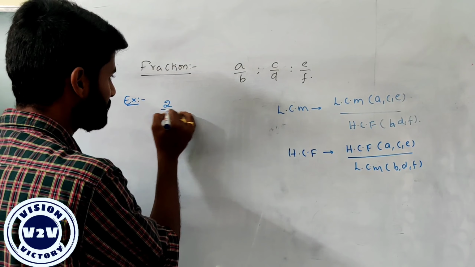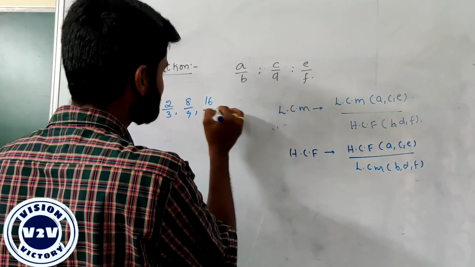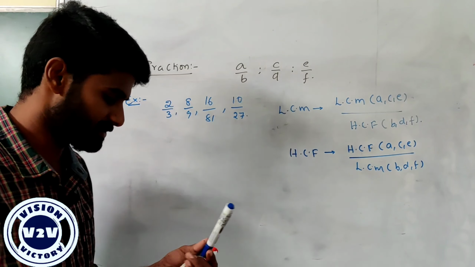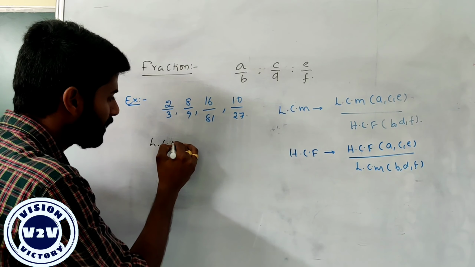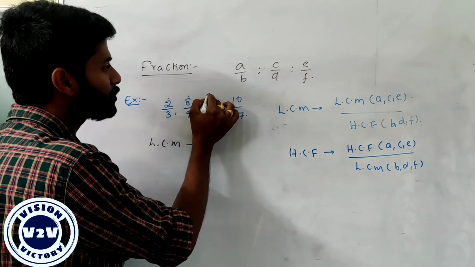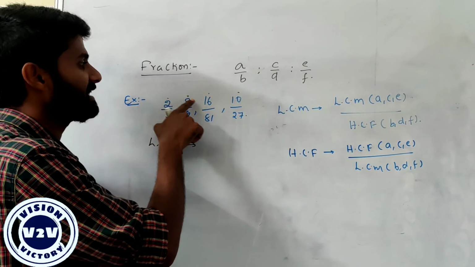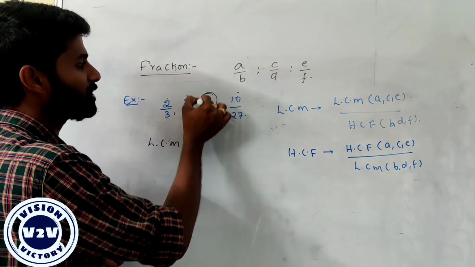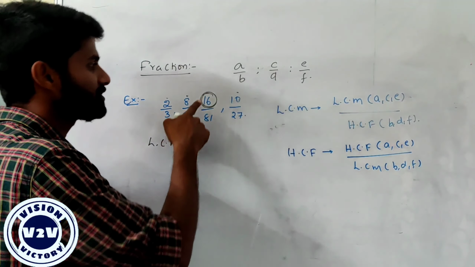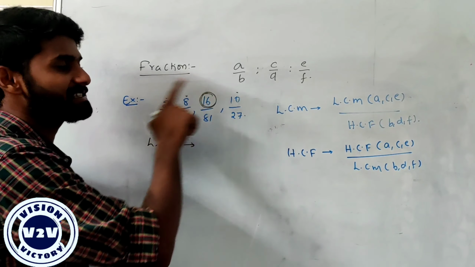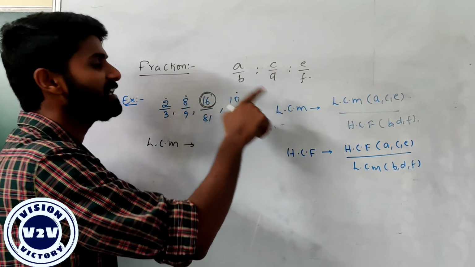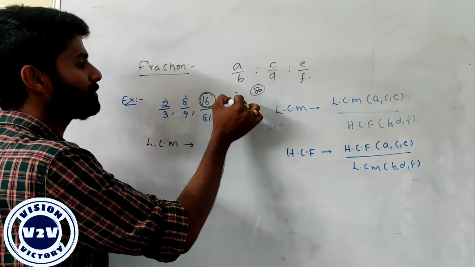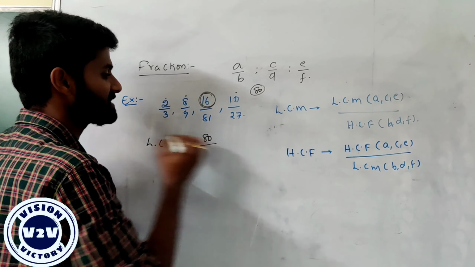If you want an example, find the LCM and HCF of the given numbers: 2 by 3, 8 by 9, 16 by 81, 10 by 27. For the LCM, consider the LCM of all the numerators. The highest number decides the LCM, so multiples of 16. 16 ones are 16, 32 is not divisible by 10. If a number is divisible by 10, we require 0 in the units place. 16 fives are 80. This is exactly divisible by 10, 16, 8 and 2. So the numerator part is 80.